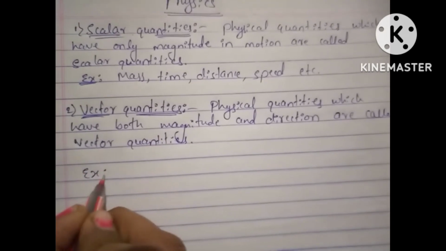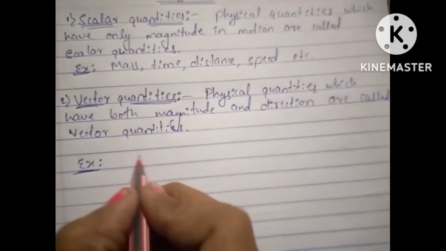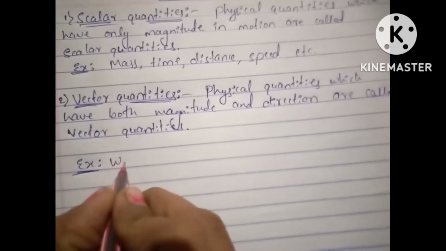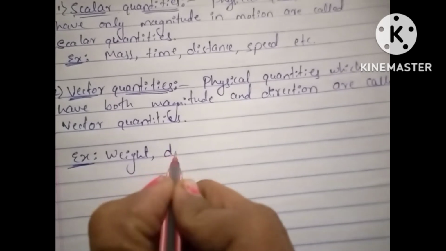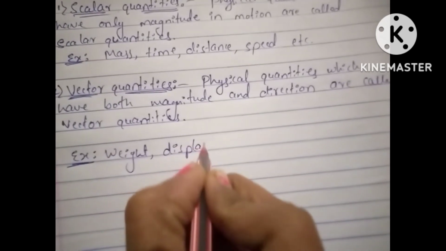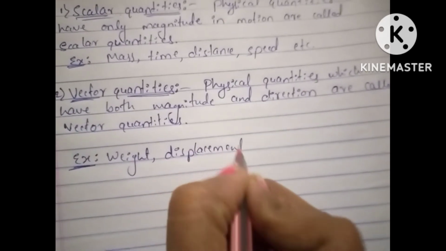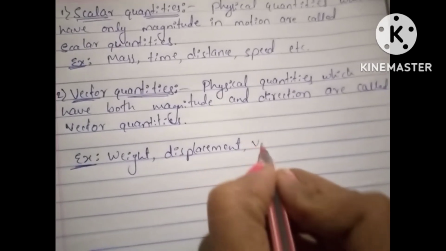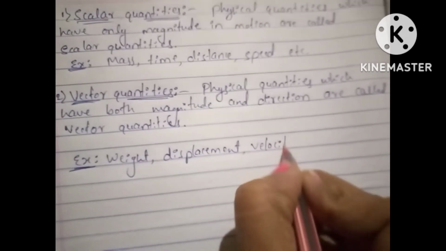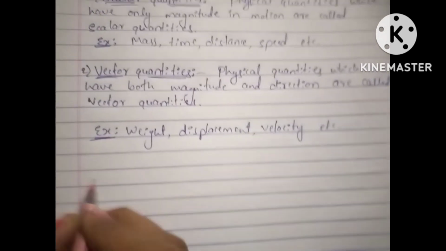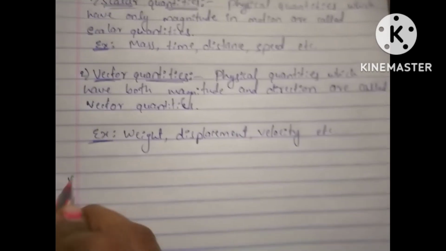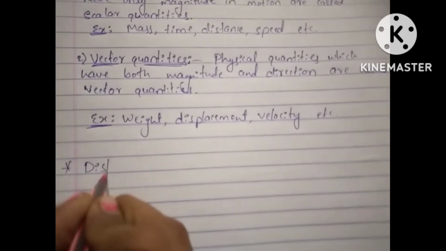Examples: weight, displacement, velocity, and etc. Now we have to study about distance. Next point is distance.